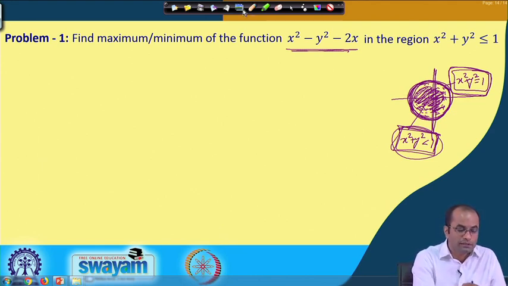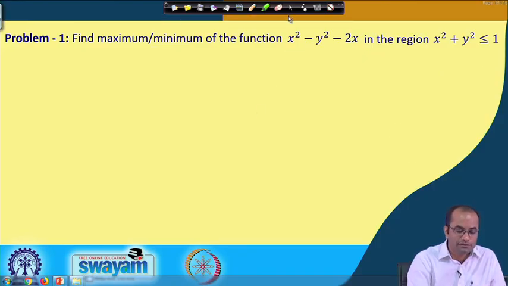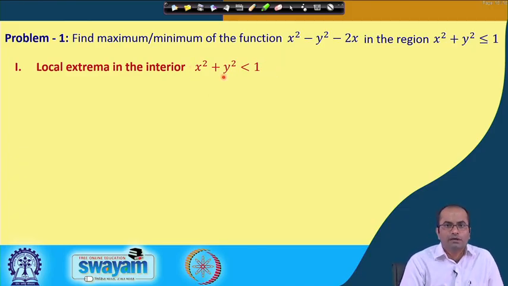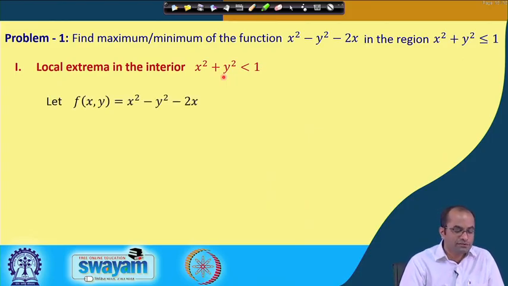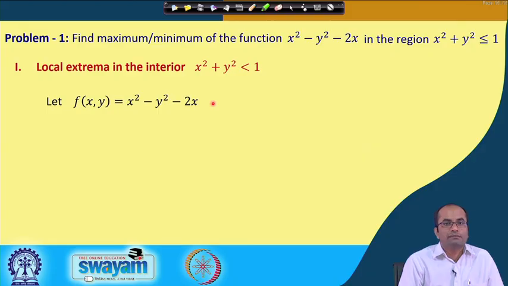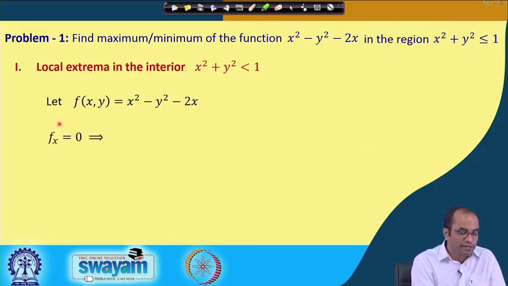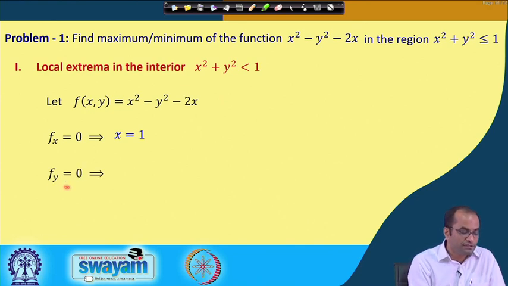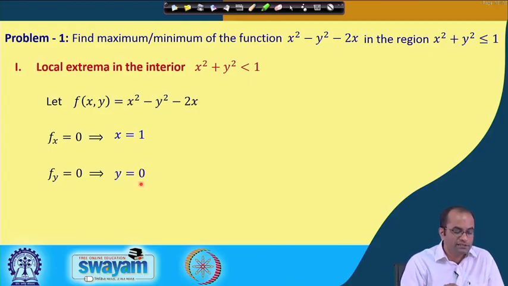So, let us move to inside the domain first. For the interior, that means x square plus y square less than 1, we do not have to use any other idea than what was discussed in the previous lecture. So, we have f(x, y) equal to x square minus y square minus 2x. So, we get f_x equal to 2x minus 2 equal to 0, so x is equal to 1, and we set f_y to 0. So, we have minus 2y equal to 0, so y is equal to 0.